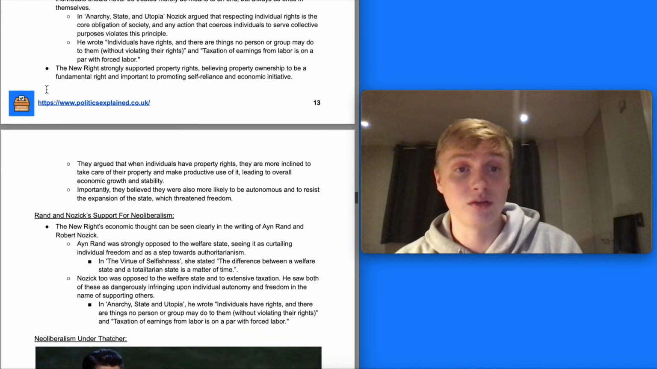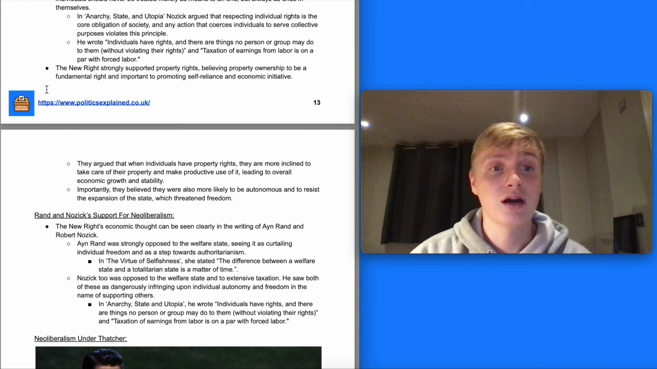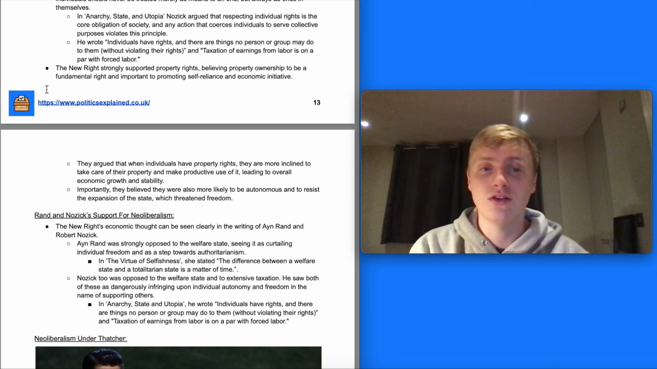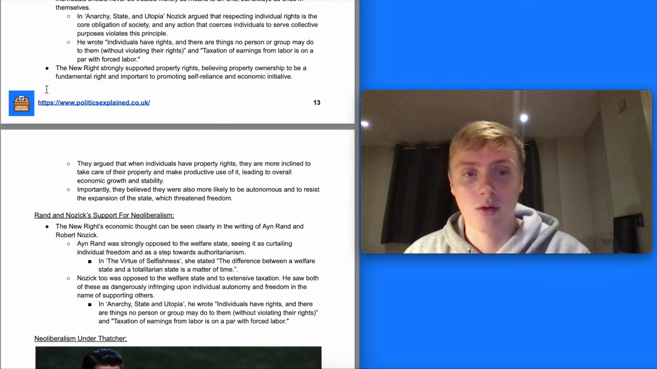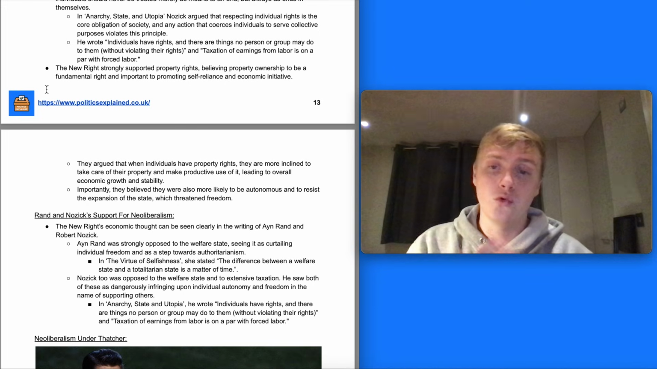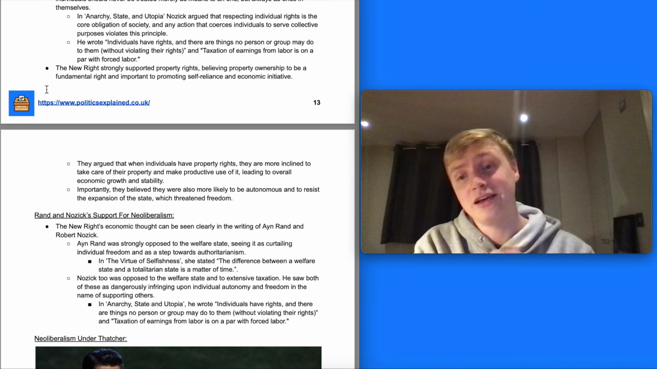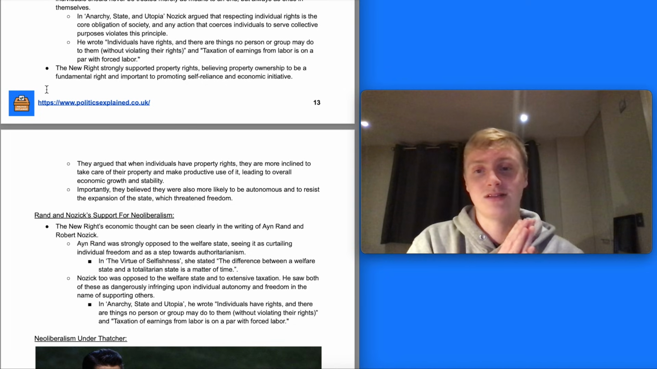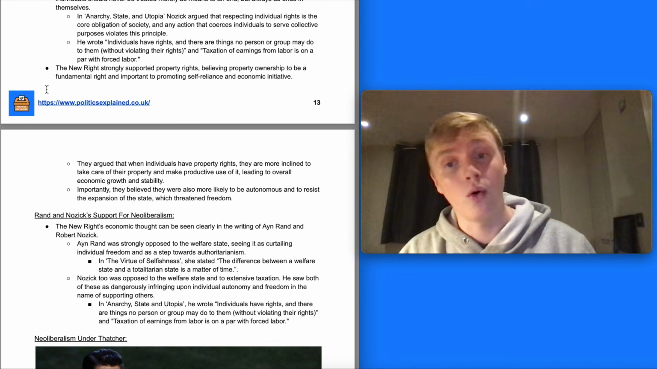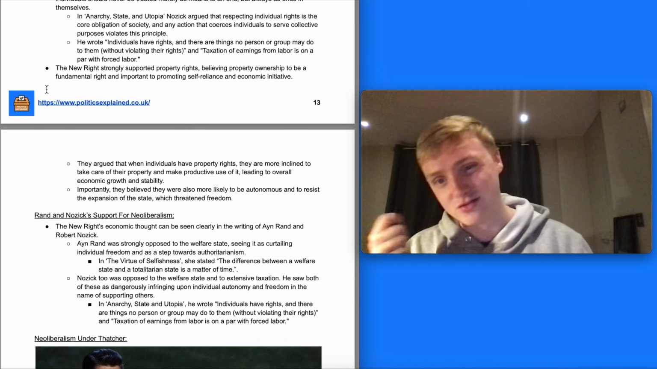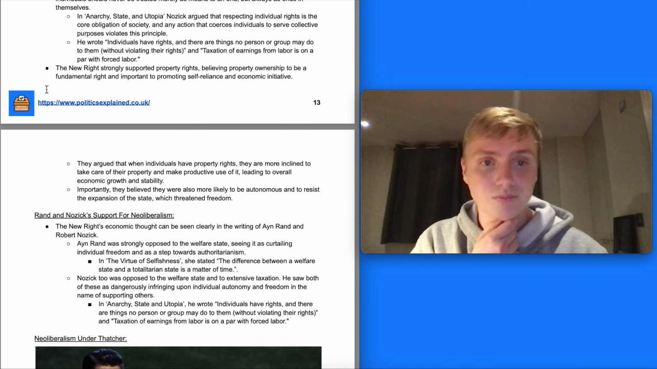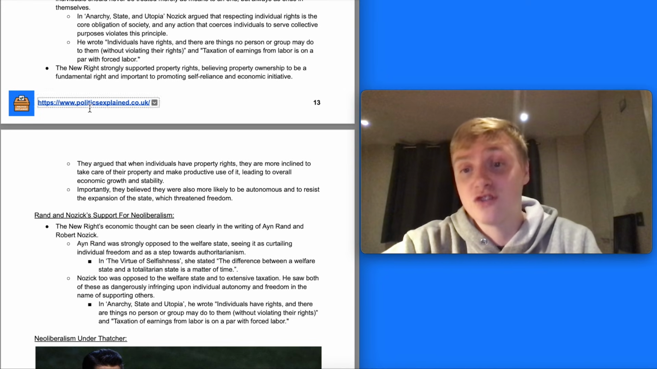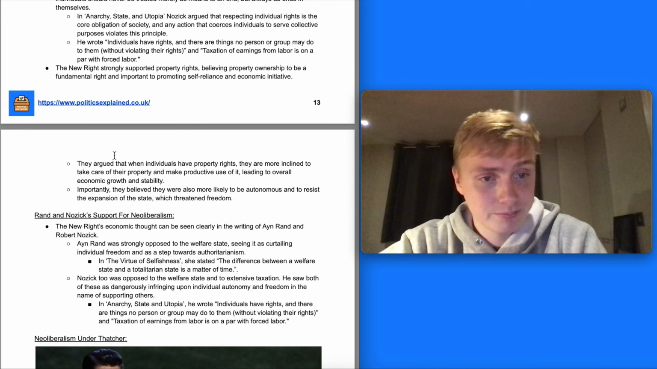The New Right also strongly supported property rights, believing property ownership to be a fundamental right, important in promoting self-reliance and economic initiative. And they argue that individuals, when they have property rights, are more inclined to take care of their property and make productive use of it, leading to overall economic growth and stability. So that's really consistent. They do support capitalism, but their type of capitalism, real free market capitalism, can be seen as different. They do really support property, but again, it's for different reasons. It's driven by individual freedom in particular, rather than by stability in society, which is a bit more key for traditional and One Nation Conservative support for it.